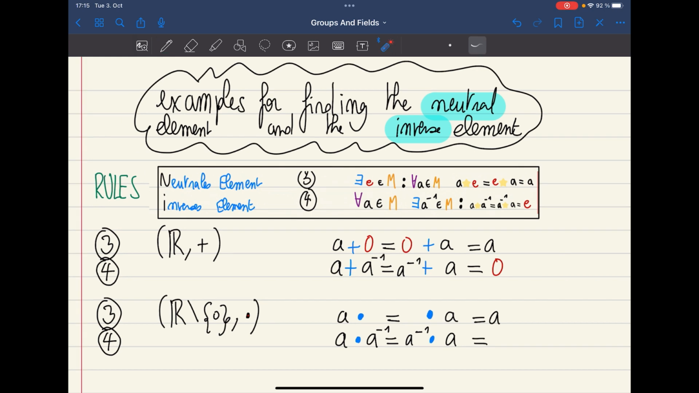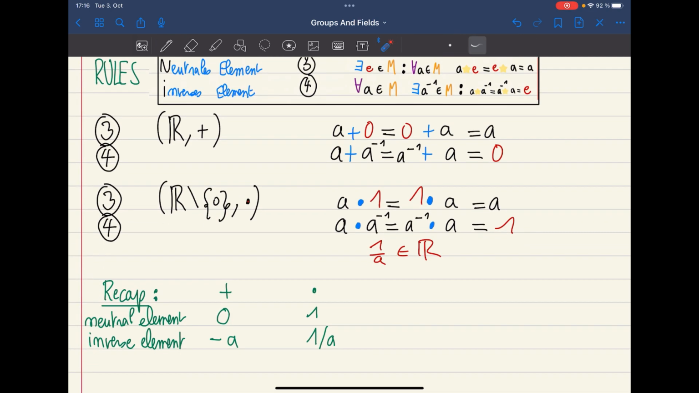For the multiplication, what should I do to A so that it remains A? Yes, I should multiply it by 1. And now what should I do to A to obtain 1? Yes, I should multiply it by 1 divided by A, which is a part of R. Of course, 1 divided by 0 would not be okay, so that's why we remove this 0.